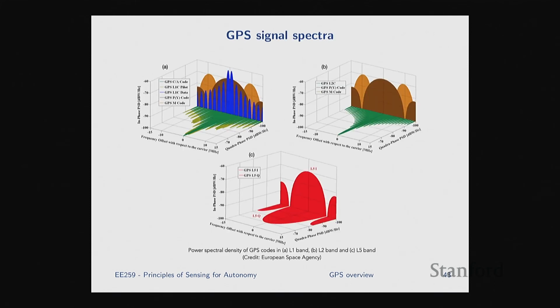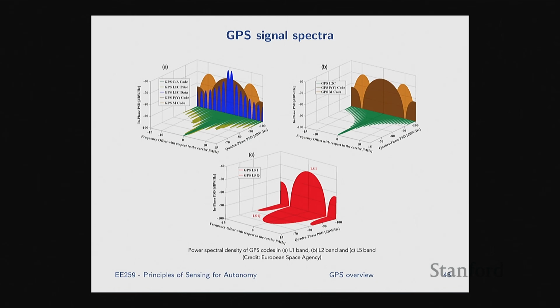I think it's also good to take a look at what the power spectral densities of these signals look like. The way to look at these plots, let's look at just the top left one, is that this shows, as a function of frequency, the power of these different coding signals modulated onto the L1 carrier. The way to read this is that there are two planes. The vertical plane is your I channel, or in-phase channel, and the horizontal one is your quadrature channel. And then this axis is frequency, so 0 is the center frequency around the carrier.